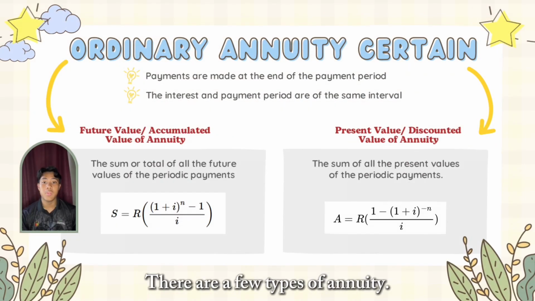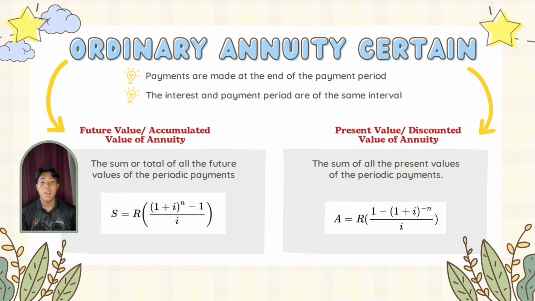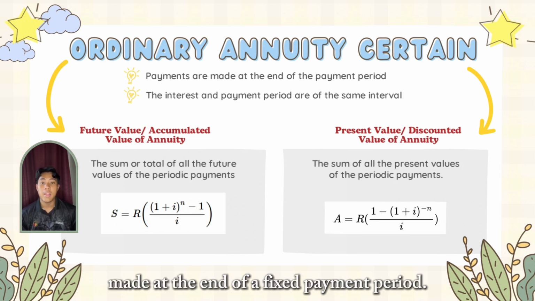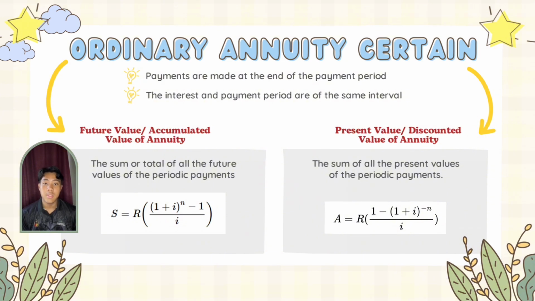There are a few types of annuity. However, in this presentation, we will be focusing on the ordinary annuity certain. An ordinary annuity certain is a series of payments made at the end of a fixed payment period. The interest and the payment periods are of the same intervals.